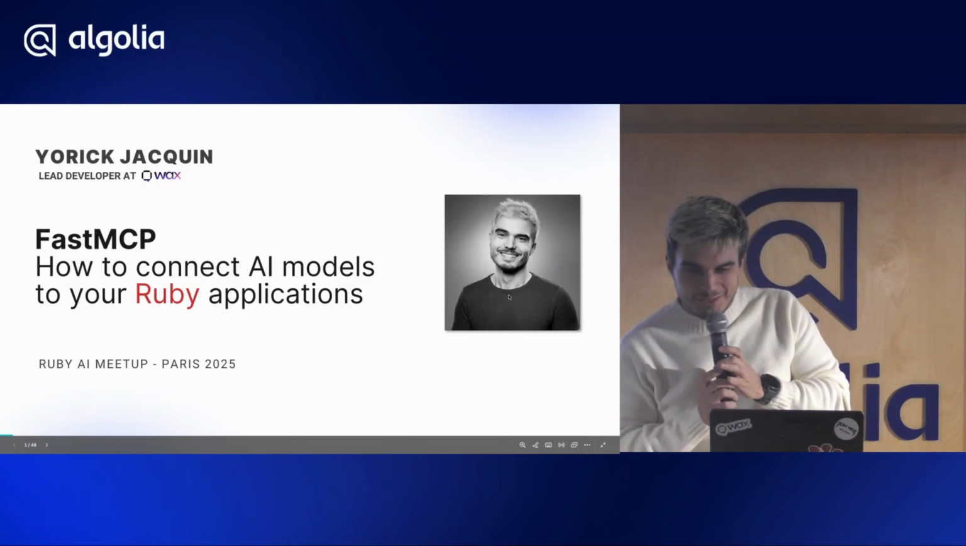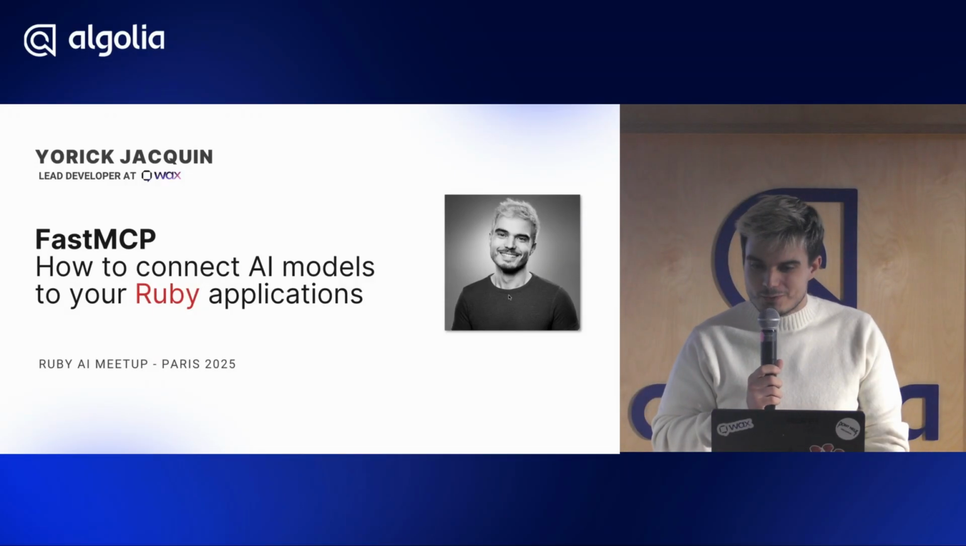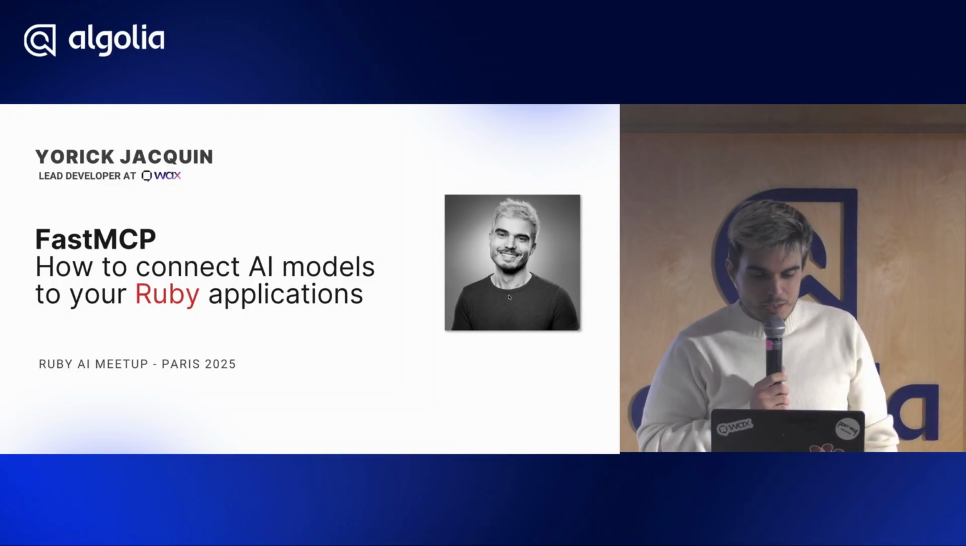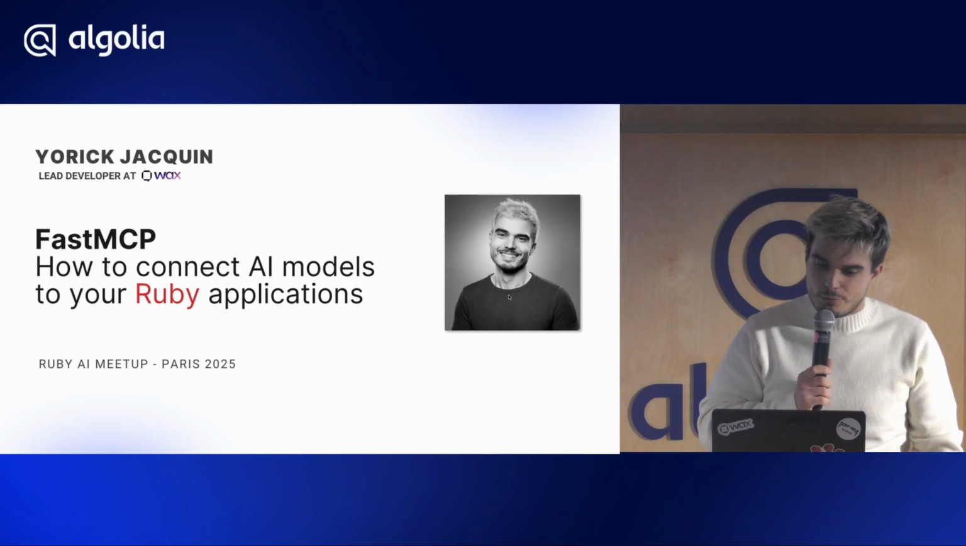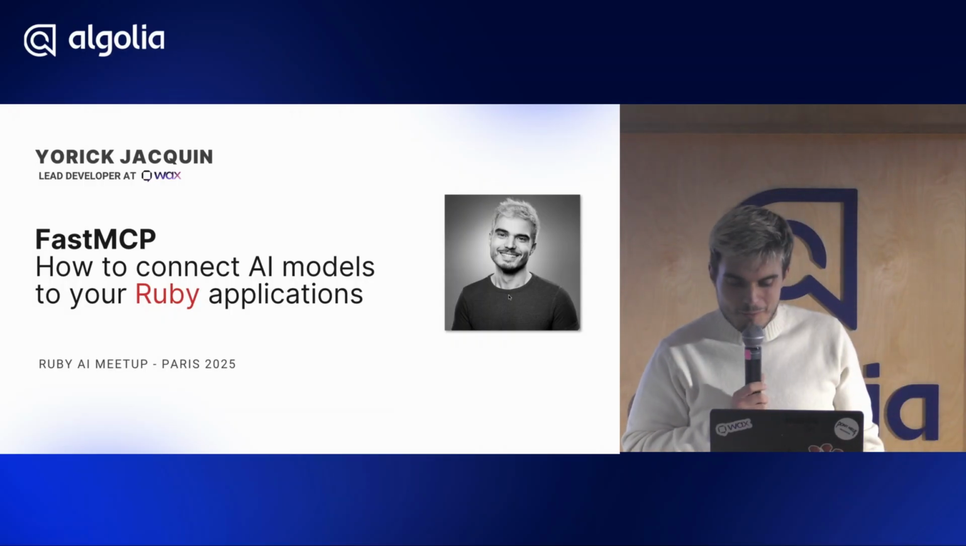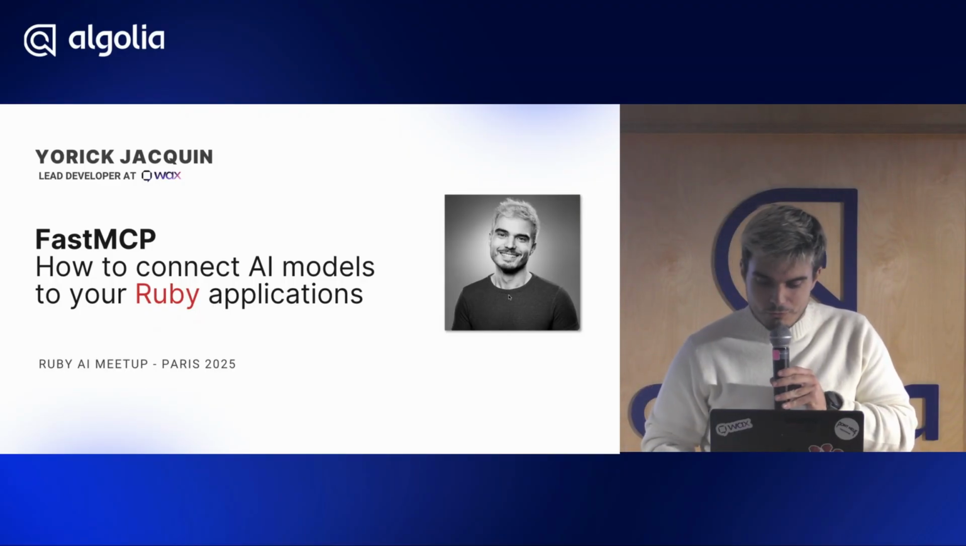Hi everyone, I'm Yorick Jacquin. During the day, I'm the lead developer at Wax. We're a startup that does marketing on WhatsApp for brands. And at night, I'm the author of FastMCP, which is an MCP Ruby gem. And I'm here to talk to you about how to connect AI models to your Ruby applications.